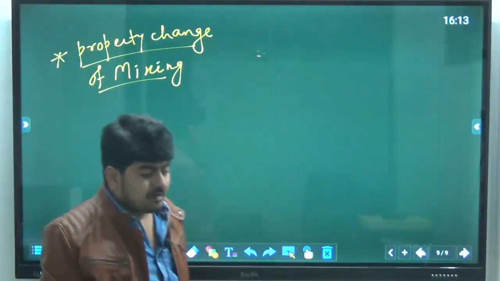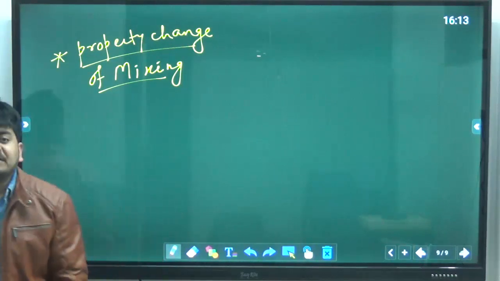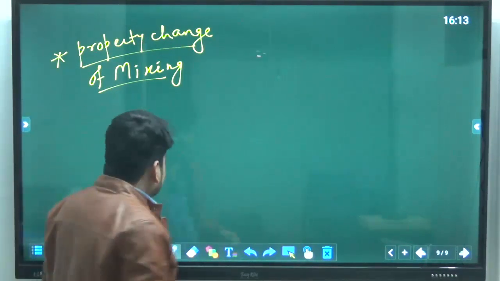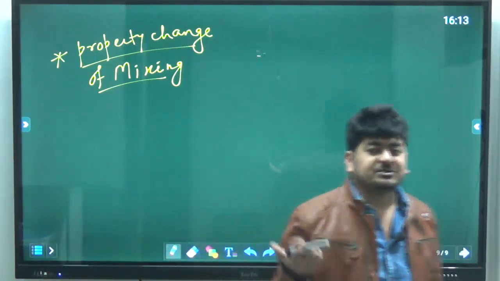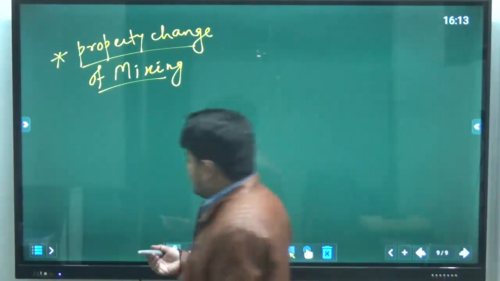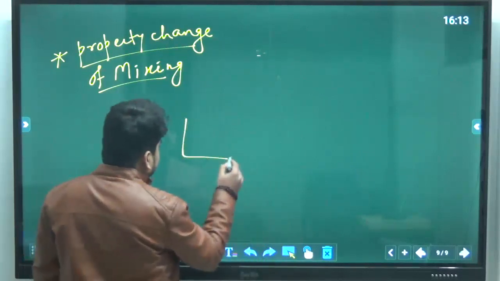Next is property change of mixing. So now let's try to understand what is property change of mixing, guys. Okay, so property change of mixing, if you remember the example which we discussed in partial molar properties.